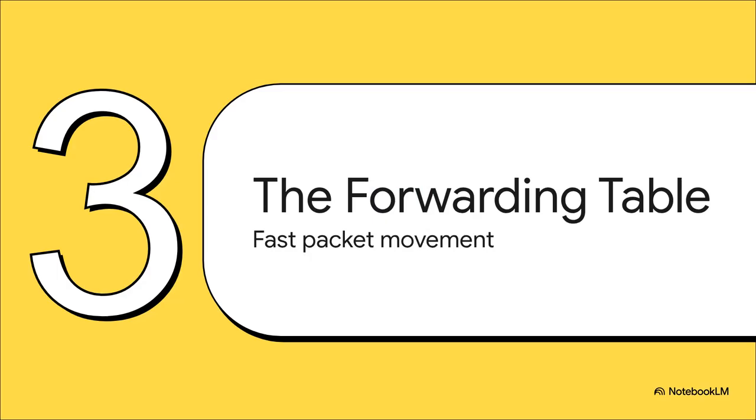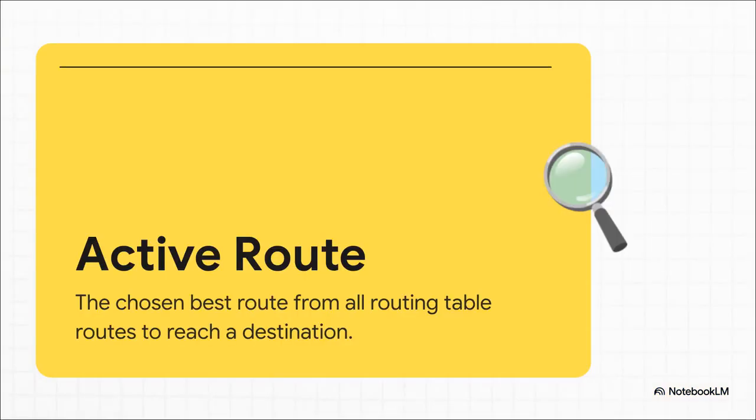All right, part three, the forwarding table explained. Having a giant atlas is great for planning a road trip, but you need something way faster for real-time driving, right? Here's the thing. Not all those learned routes are actually used. You might have 5 different ways to reach a destination network, but the routing engine is going to evaluate them and pick the absolute best path. That top pick becomes your active route.